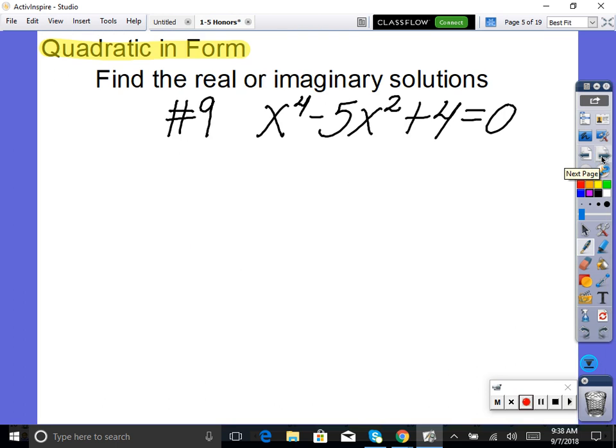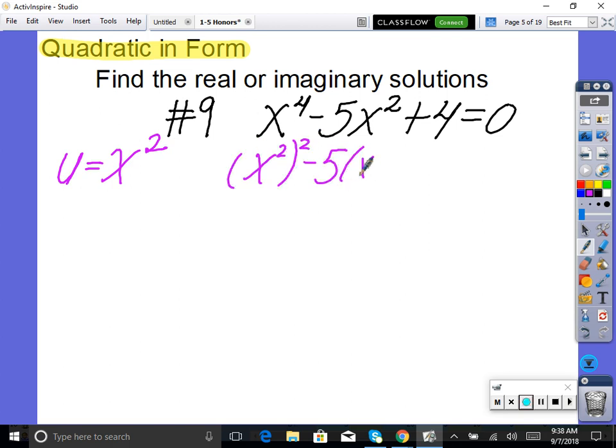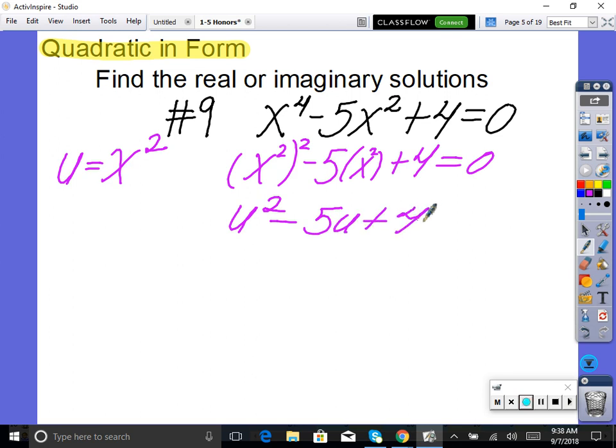Okay, awesome. Let's do number 9 then. So you look at it. I'm not going to say do a u substitution. I'm going to say solve, period. There's going to be a big section. You're going to have to look at this one and go, you know what, that looks quadratic in form. So let's do a u substitution. Let u be x squared. So then right here we actually have x squared squared minus 5x squared plus 4 equals 0. So inserting your u. U squared minus 5u plus 4 equals 0.